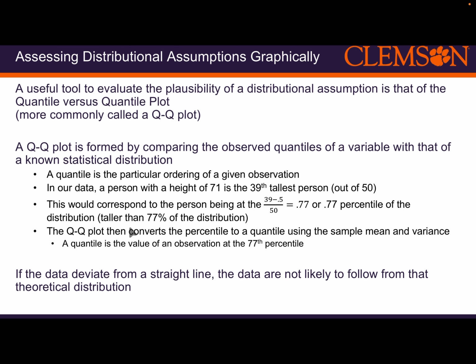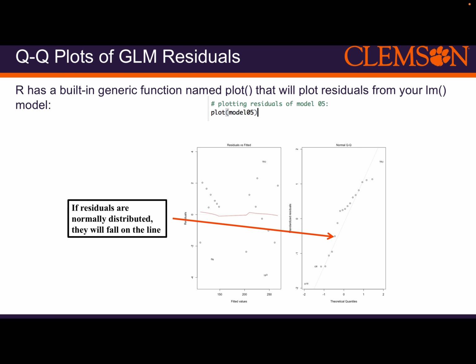The QQ plot then takes that 77th percentile, turns it into what the raw value would be on a theoretical normal distribution, and compares the theoretical normal distribution with the observed data distribution. Turns out what you really want to see with this is if the data fall on a straight line when you compare the two. So here's an example. R actually has a built-in generic function named plot that, if you take the result from your LM, so that model 5 is a linear model that we just showed with the main effect of height, main effect of female, and the interaction of the two.